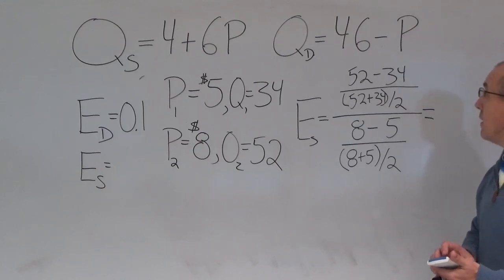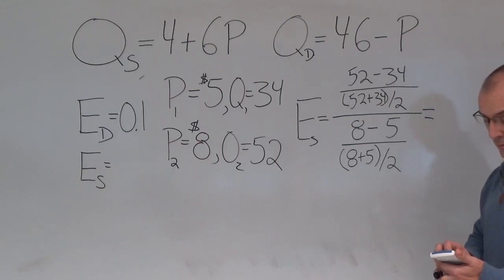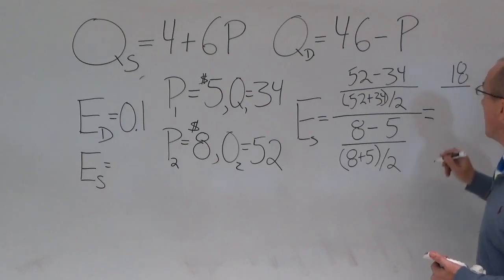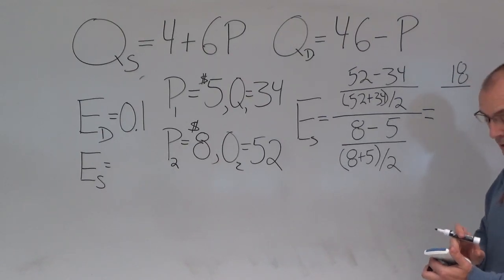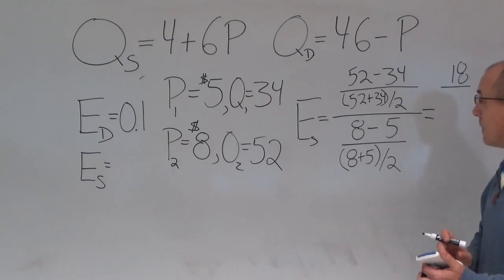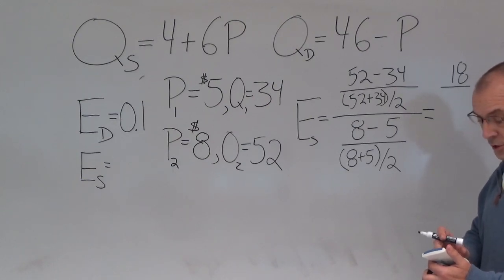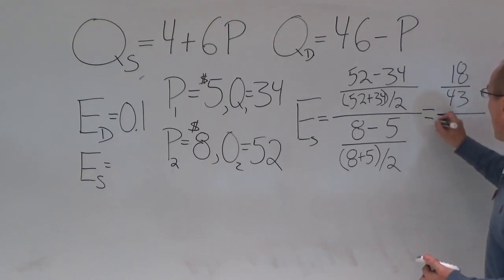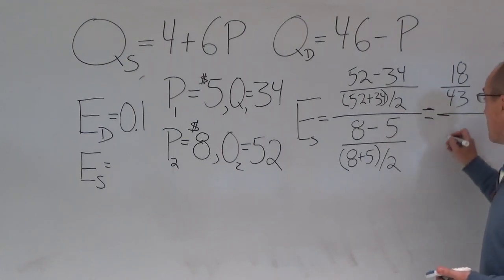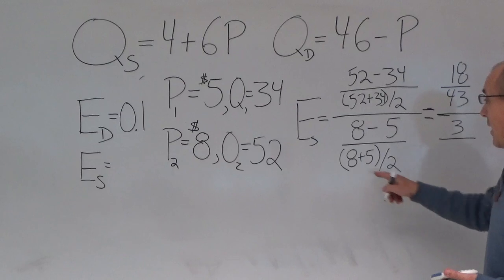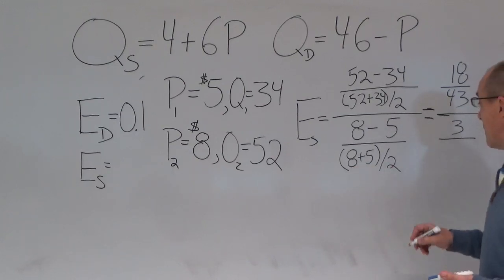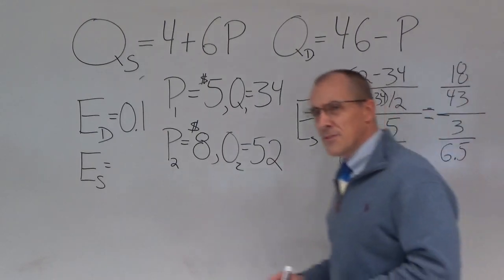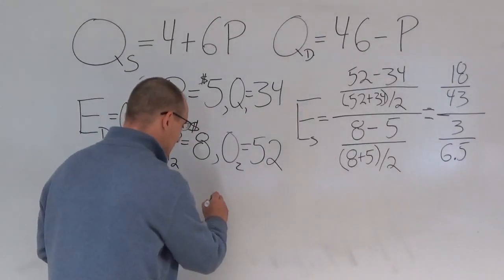Right? I have my 52 minus 34. 52 minus 34 equals 18. 18 divided by, and we have 52 plus 34, and divide that by 2, and that equals 43. And then I have my 8 minus 5, which I knew from before, is 3. And I have my 8 plus 5, which is 13, divided by 2, which should give me 6.5. I've seen that before. Now we'll go back to my elasticity of supply.